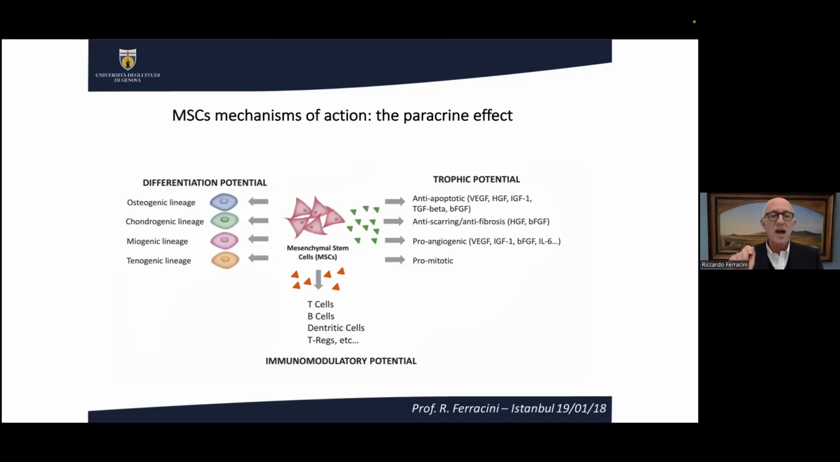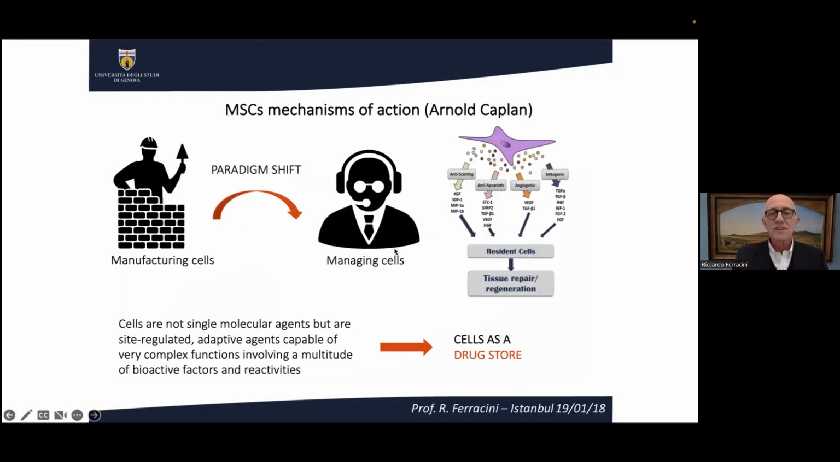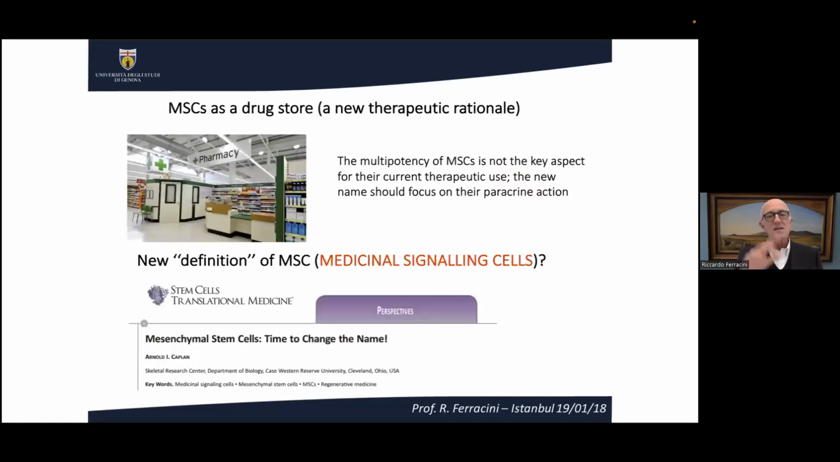But they still always stimulate the immunomodulation of inflammation. Why? Because you have to turn off inflammation in order to reconstruct. If you don't turn off inflammation, you don't reconstruct. So these cells, as Arnold Caplan, who first described them, says, are a drugstore, a manager, stimulating various populations in a specific fashion. Medicinal signaling cells, they were called.